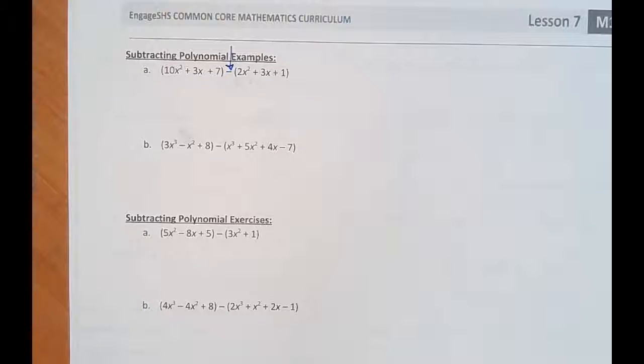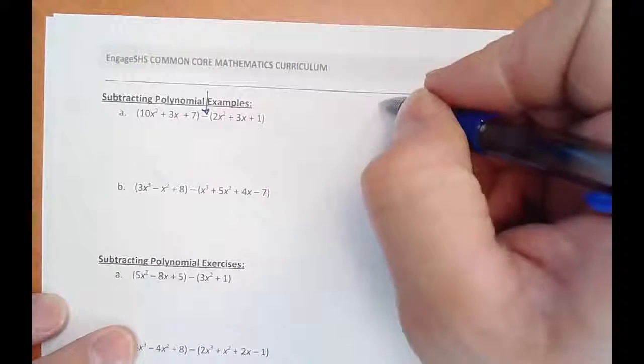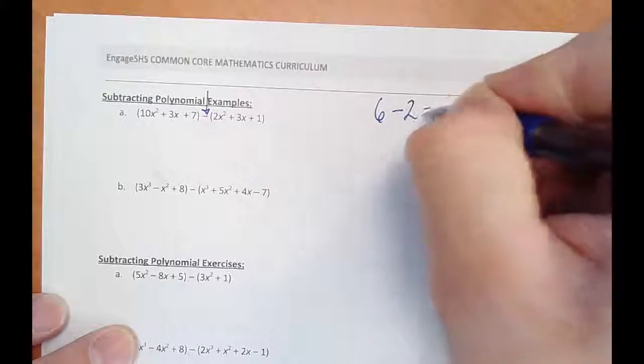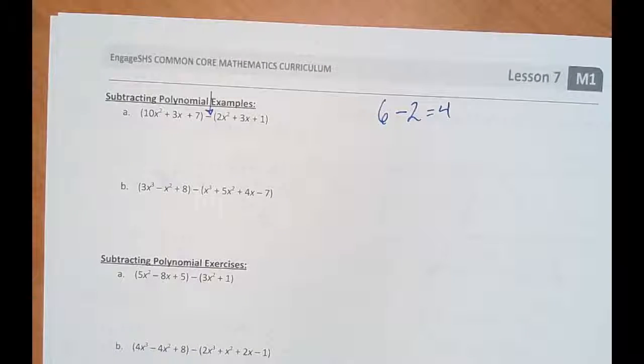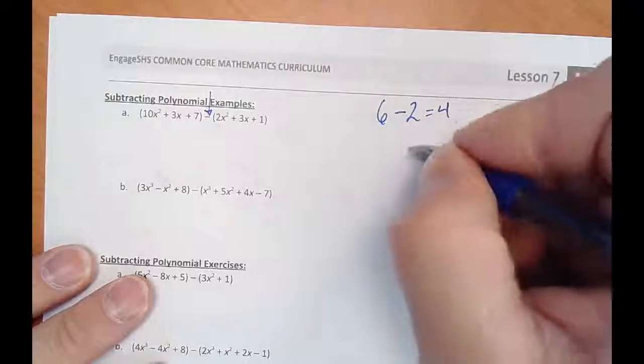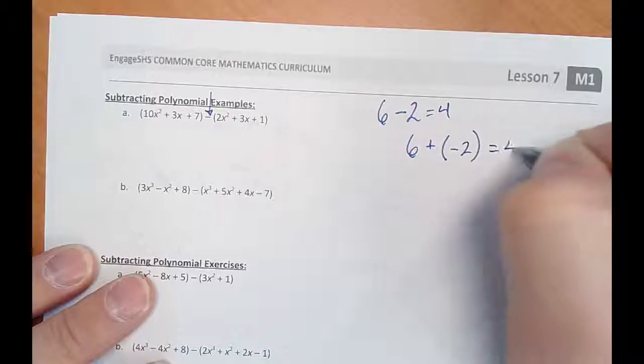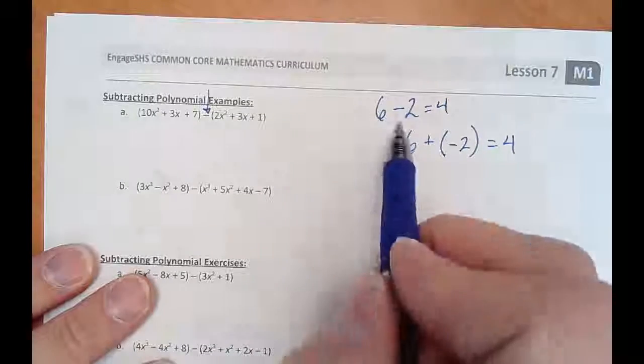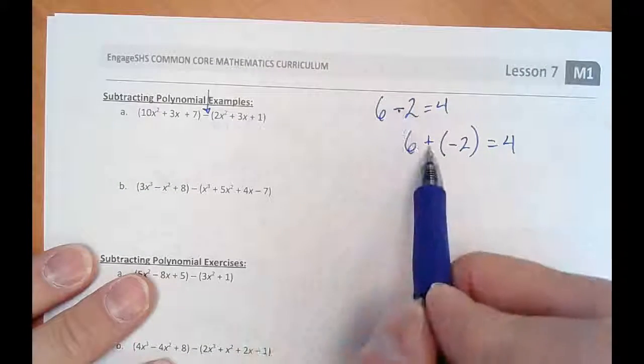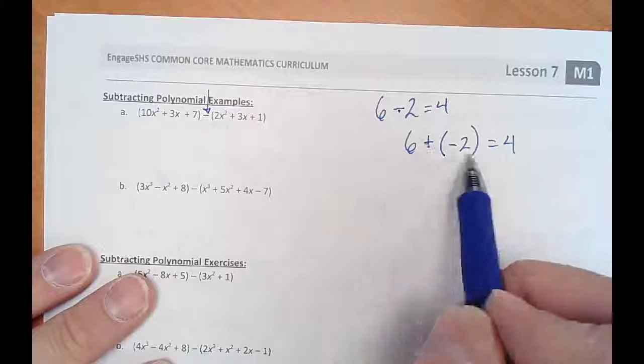I'm going to fully explain it, and then I'm going to show a shortcut. Remember this fact: 6 minus 2 is 4. You know this since you were in first grade, I hope. And the same is true if you say 6 plus negative 2. That equals 4.